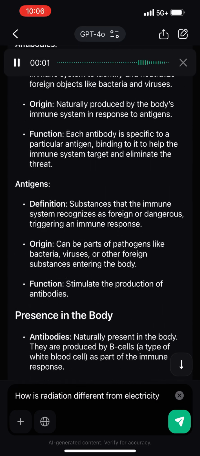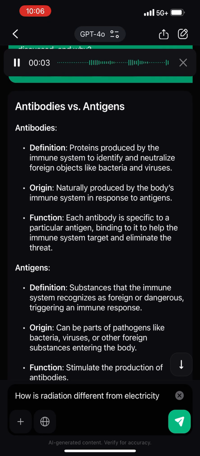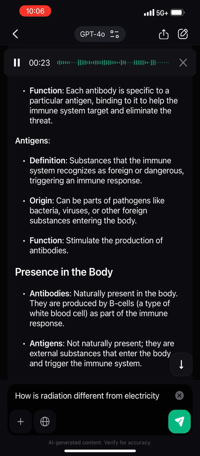Antibodies versus antigens. Antibodies. Definition: proteins produced by the immune system to identify and neutralize foreign objects like bacteria and viruses. Origin: naturally produced by the body's immune system in response to antigens. Function: each antibody is specific to a particular antigen, binding to it to help the immune system target and eliminate the threat.